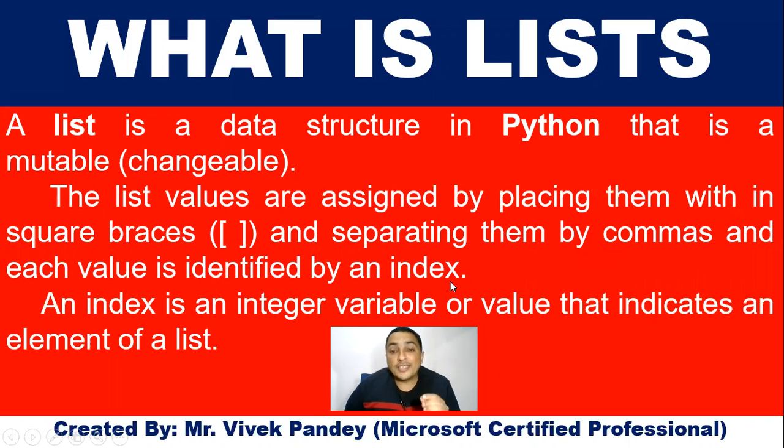List values are assigned by placing them within square braces and separating them by commas, and each value is identified by an index. As you know, index is an integer variable or value that indicates an element of a list.